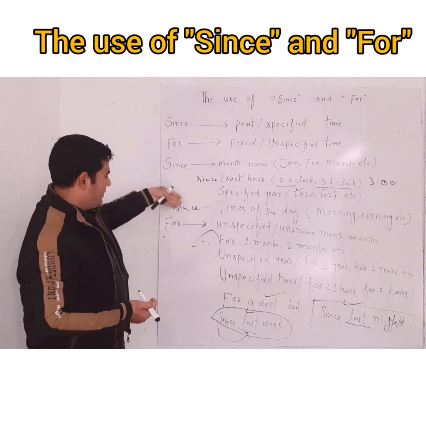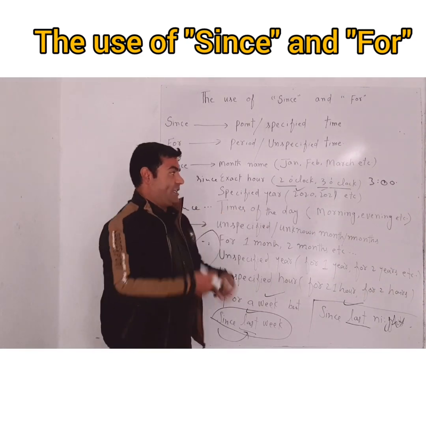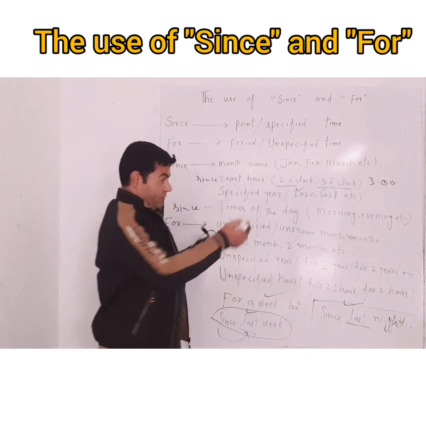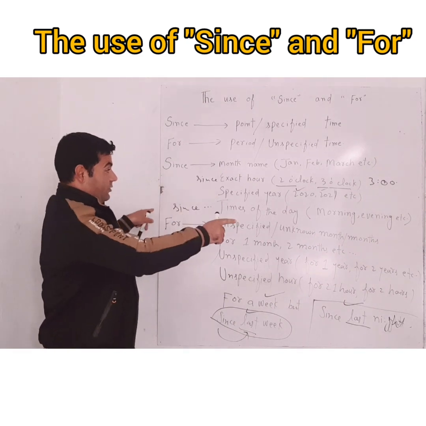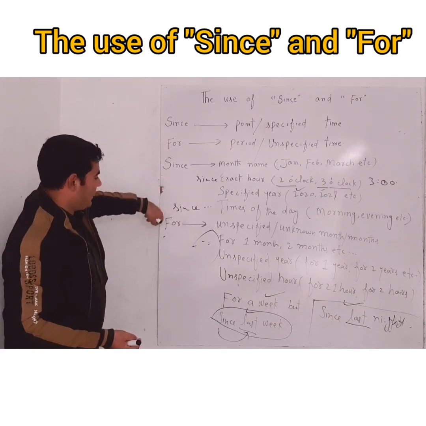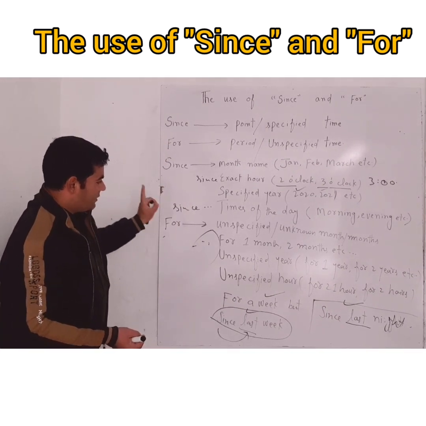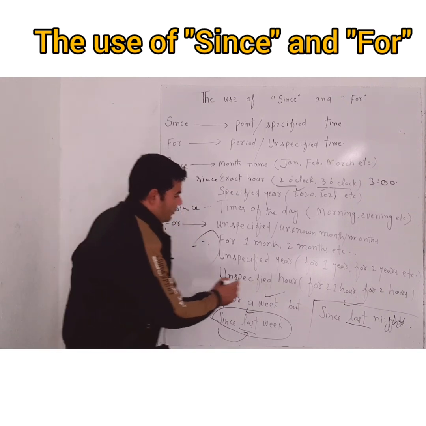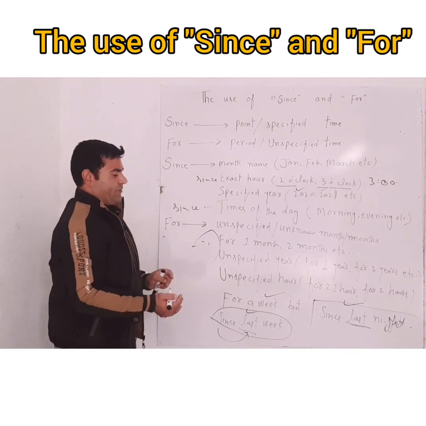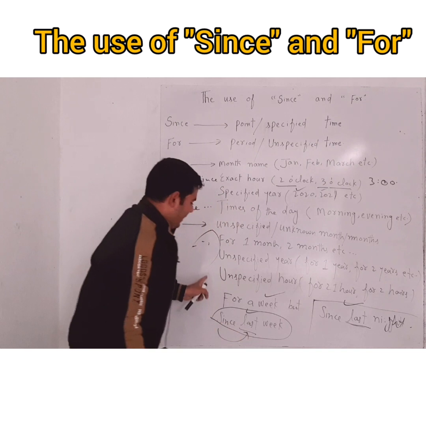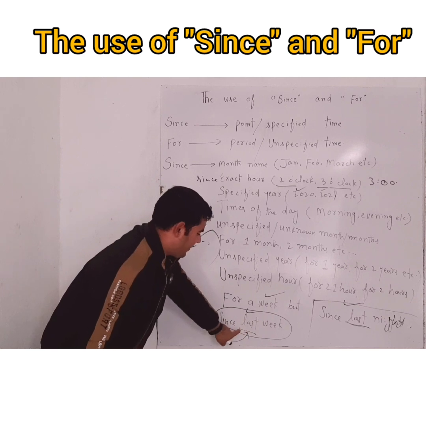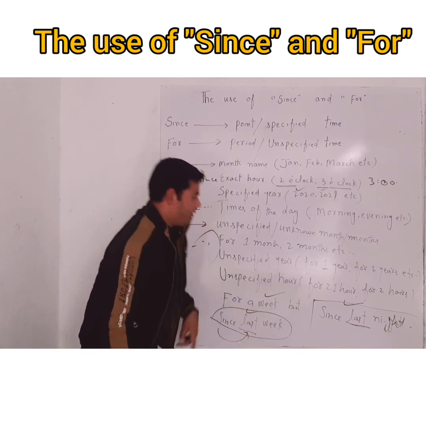And since is also used with the times of the day: since morning, since evening, with all of the times of the day. For example, morning, evening, afternoon, for all of them you'll have to use since. And as I talked about since and for usage, remember one thing: whenever you use the word last, it becomes a specified time, like since last night and since last week. When you use the word last, it becomes specified, and you will have to use since for that.